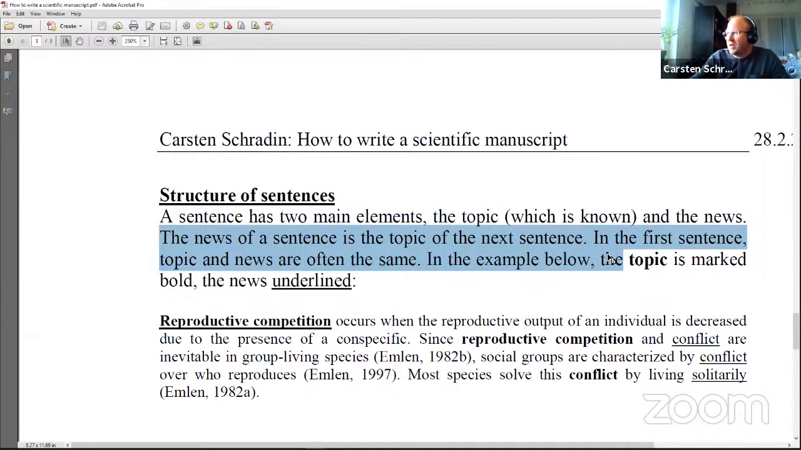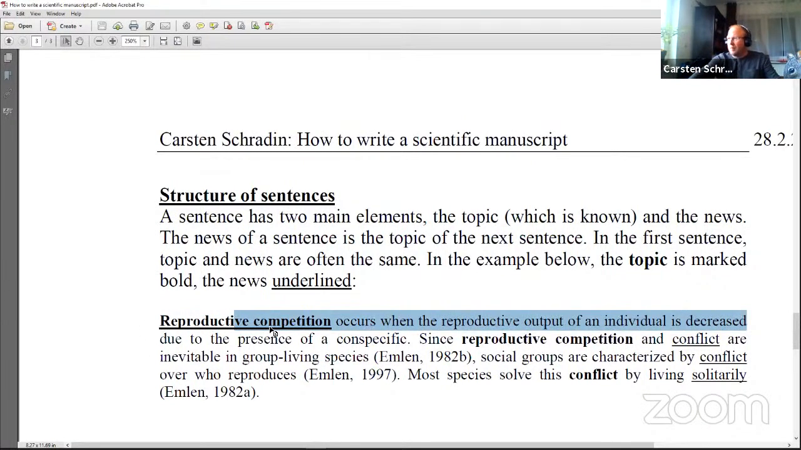So in the first sentence, the topic and news are often the same. In the first sentence, I mean the first sentence of your manuscript in the introduction. So the introduction could start with: animals show a high diversity of social systems. Then social systems is the topic and the news. And in the next sentence, this topic would be explained in more detail. Then it would be about what social systems are. Well, here's the example: reproductive competition.